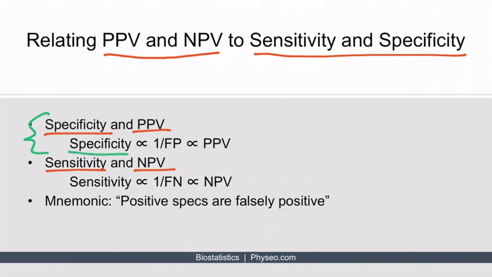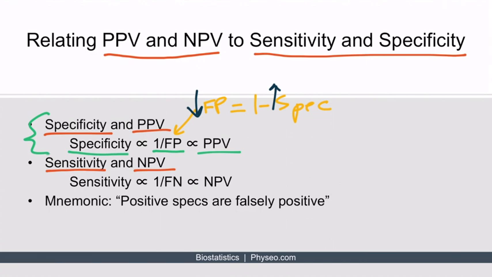Now, specificity is inversely proportional to false positive rate. We learned this from Section 6, when we stated that the false positive rate equals 1 minus the specificity. As specificity goes up, the false positive rate goes down. They are inversely proportional. Lastly, specificity is directly proportional to positive predictive value.